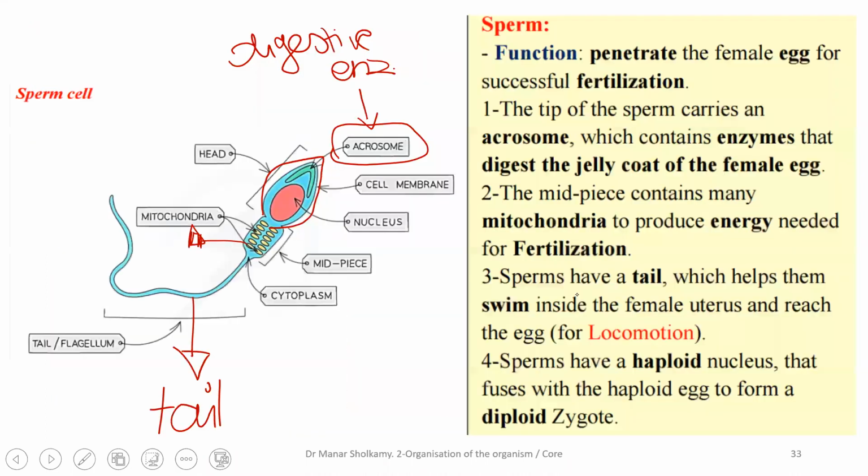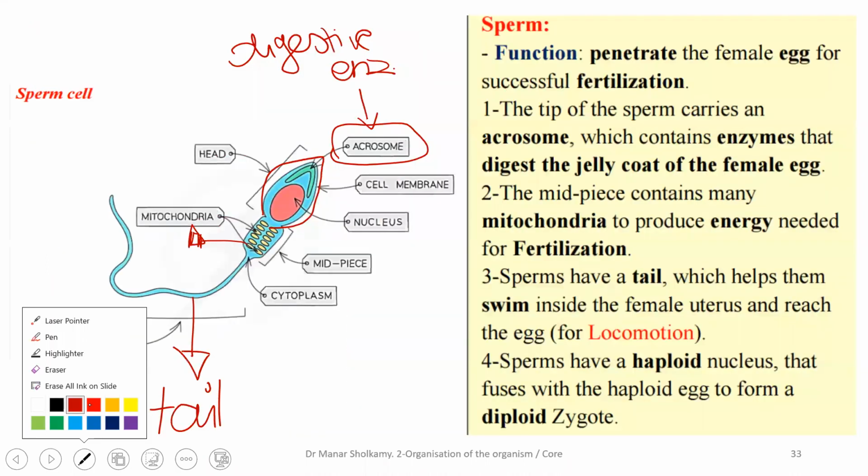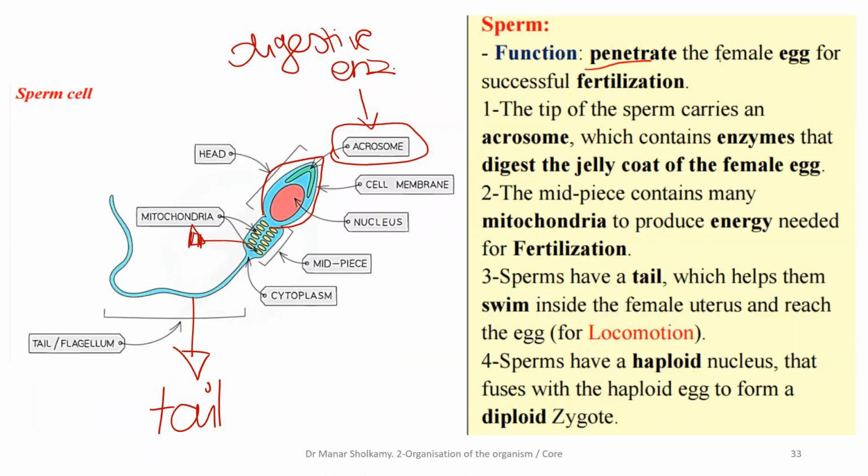So let's look at the sperm, and let's read together so we know why it is adapted. Function: it will penetrate the female egg for successful fertilization. Fertilization, in case you don't know, is when the egg and the sperm fuse. Now the adaptations. Miss, what's penetrate? Penetrate, my dear, means to enter. This is the egg and the sperm has to enter. I want to go inside. So how do I go inside? I will dissolve this outer membrane of the egg. How do I dissolve it? I release digestive enzymes. Okay, my dear? Yes, thank you. You're welcome.